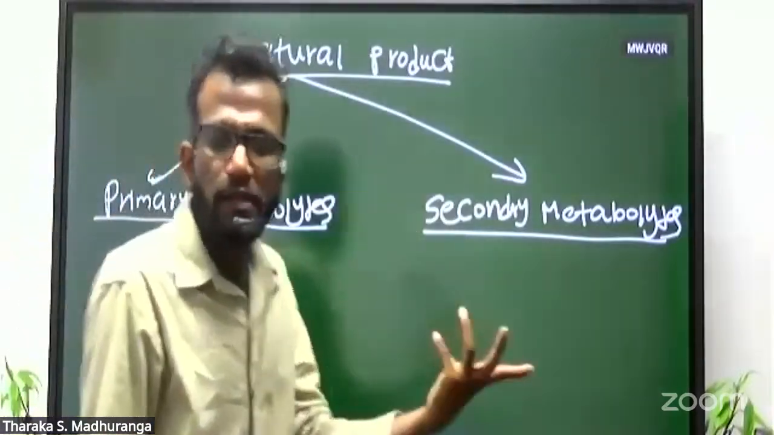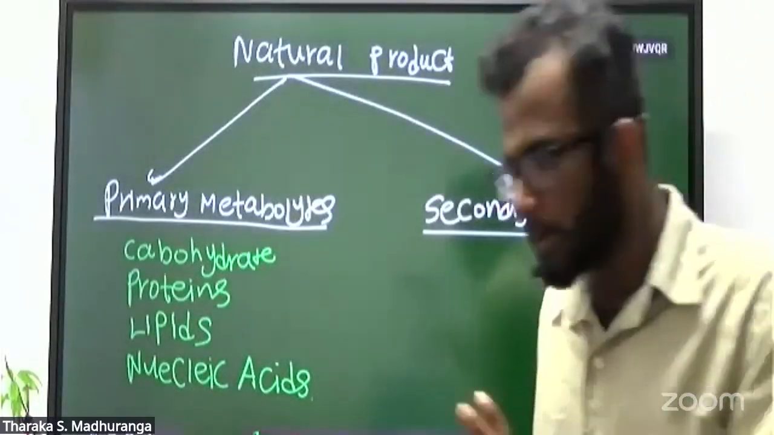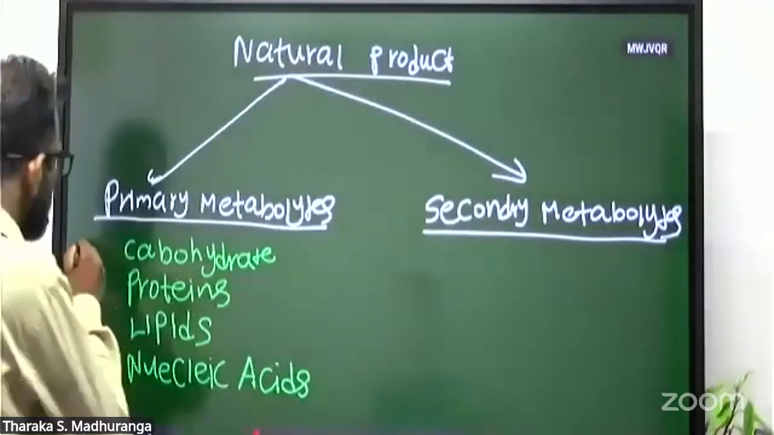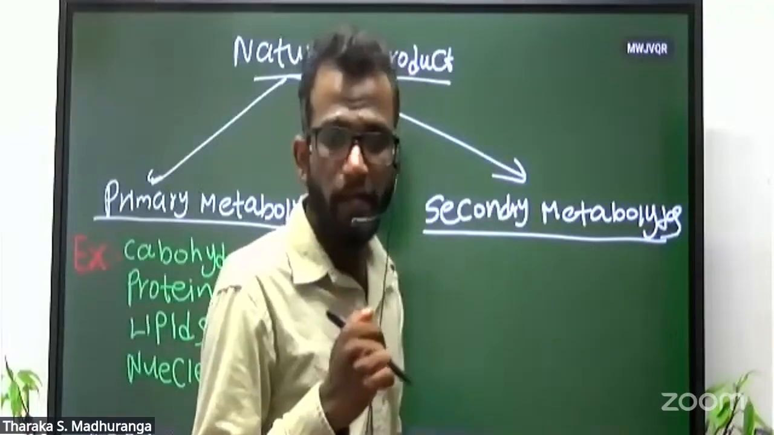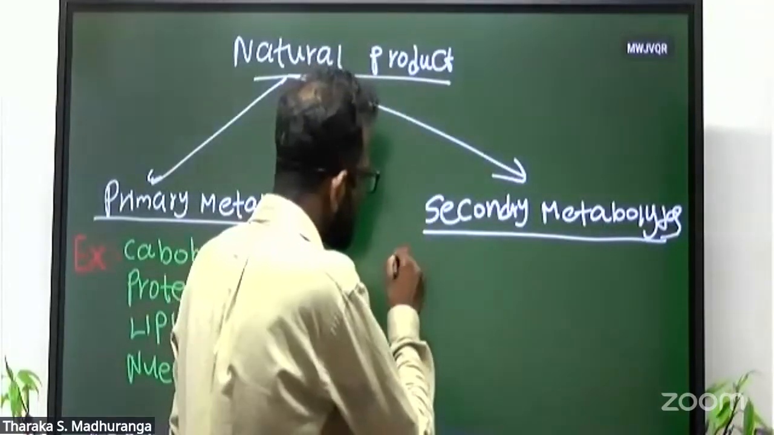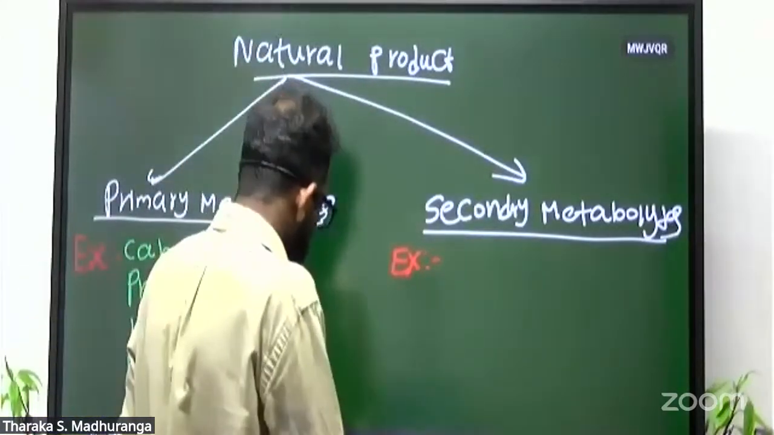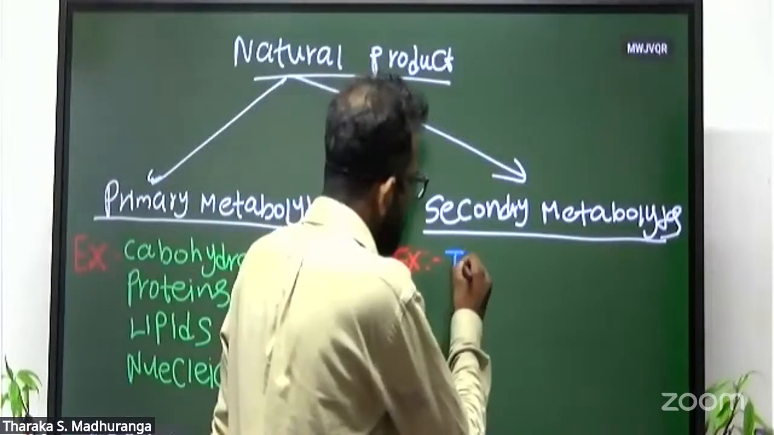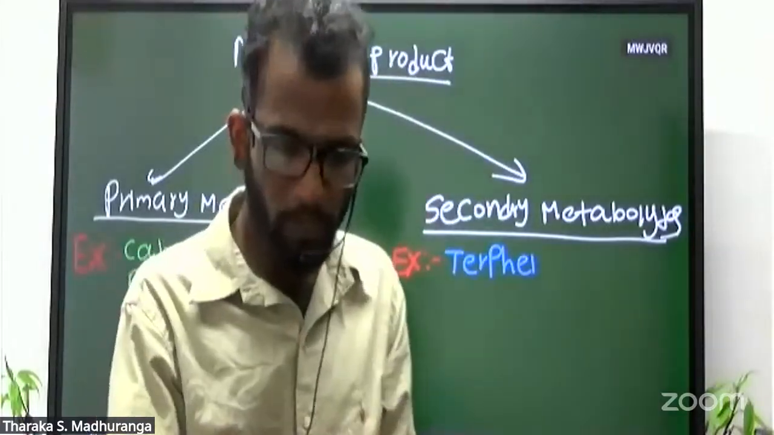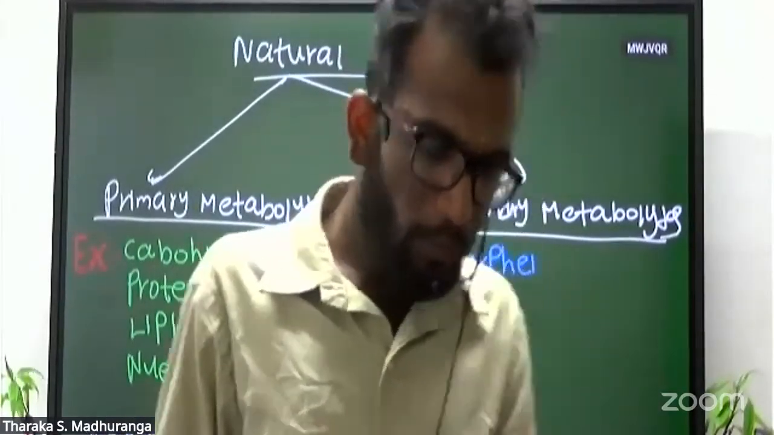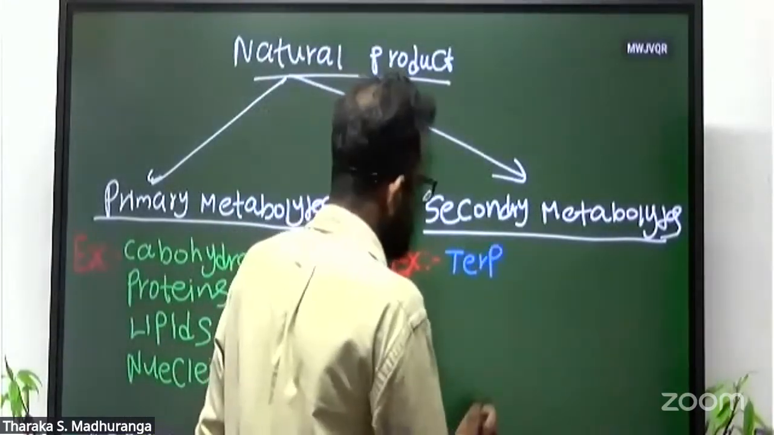Okay, now what are the examples for secondary metabolites? Remember, secondary metabolites also have four main types of examples. Note down. The first one is terpenoids.